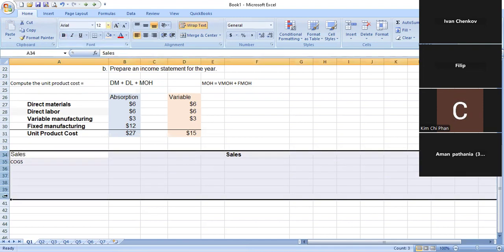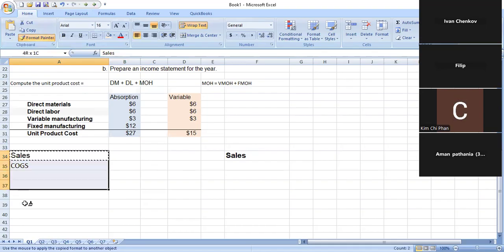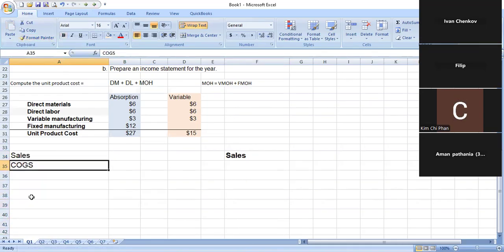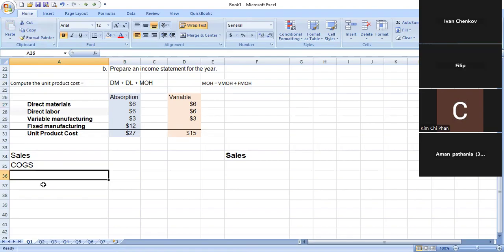Obviously not. Yeah. We have to calculate it, right? Yeah. How are we going to calculate it? By using the same format. Let me format those one to be the same. So what I'm going to start? I'm going to start here with the beginning balance of my inventory, right?